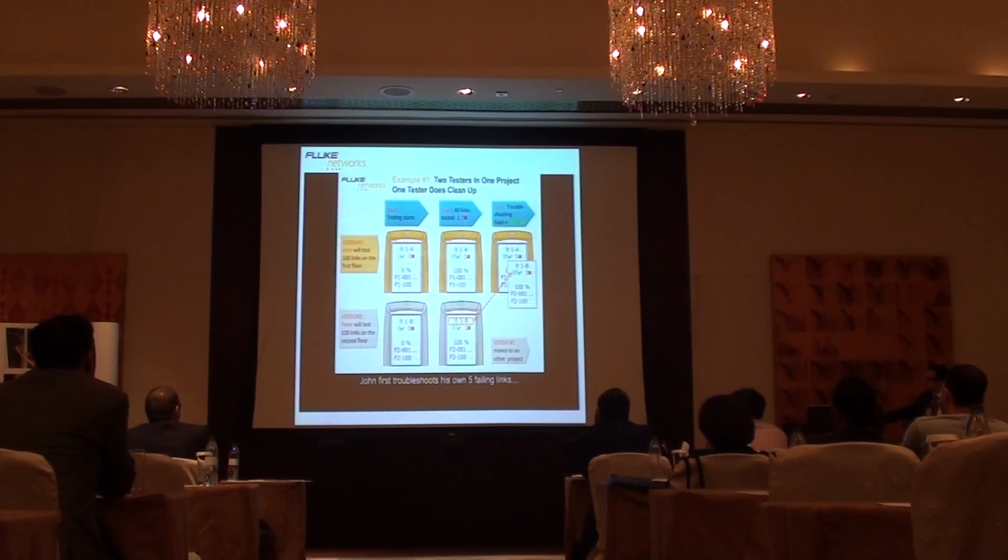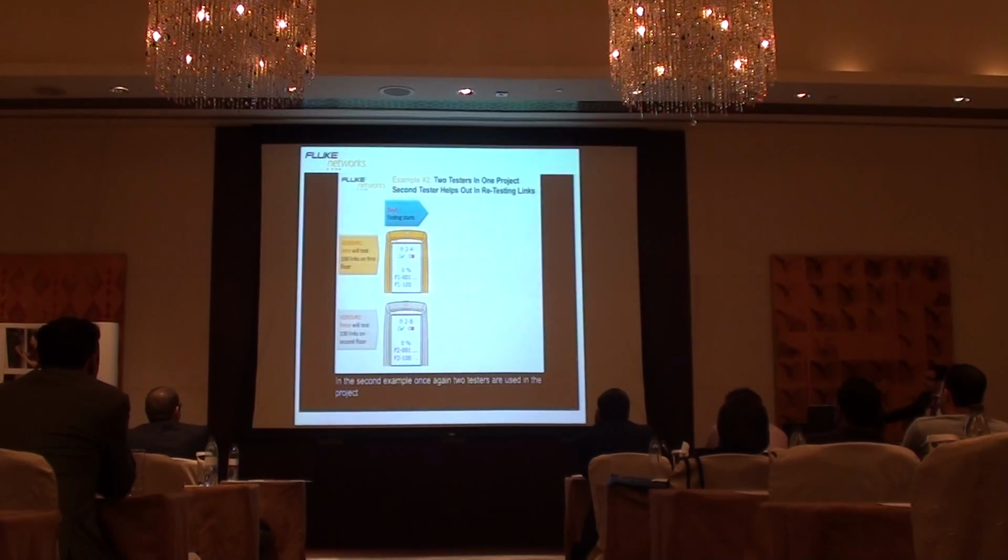John first troubleshoots his own 5 failing links and then deals with Peter's 3 failing links. The project is now 100% completed. In the second example, once again, 2 testers are used in the project. Towards the end of the project, the second tester will help retesting and troubleshooting links.